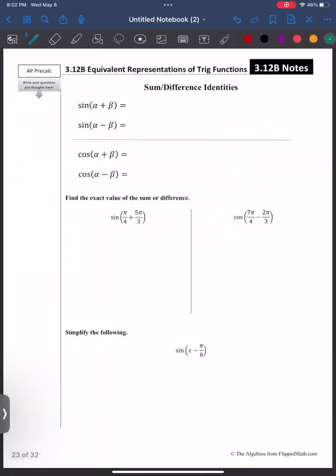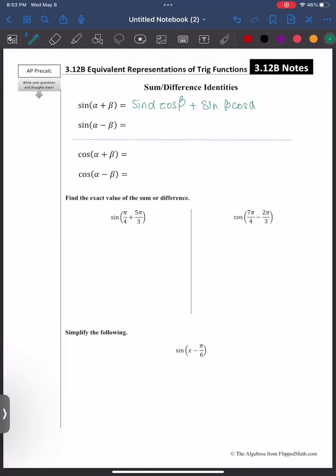Okay, now we're just going to jump straight into 3.12b. So 3.12b is now more trig identities, but now we're looking at sum and difference identities. So we have first here sine of alpha plus beta. So these are going to be specific equations that we get, which the first one is going to be sine of alpha times the cosine of beta plus sine of beta times the cosine of alpha.